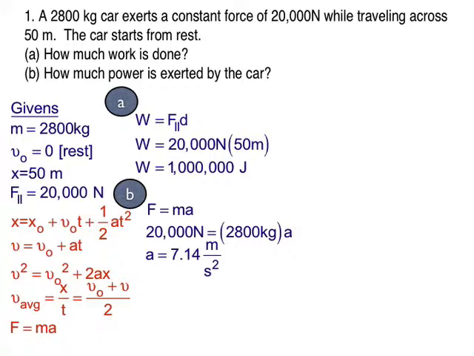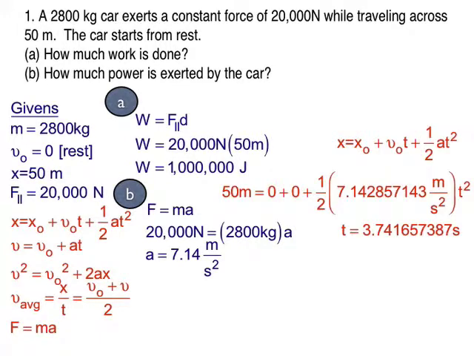Now I can use that in my long kinematics equation, x equals x naught plus v naught t plus 1/2 a t squared, in order to find the time. So that's what I'm going to do with that. Instead of finding the final velocity, I'm going to go for the time here, a little change of plan. So using the long equation, I got 50 meters is equal to 0, and it starts at rest, so that's 0 plus 1/2 the acceleration with all the decimals, times t squared, and that gives me the time of 3.741657387 seconds.